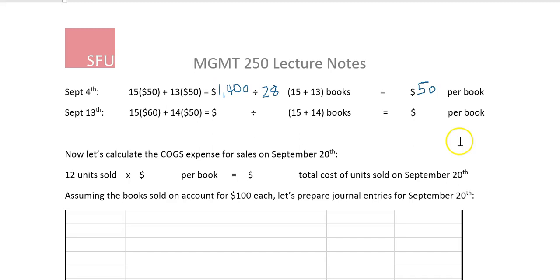And then September 13th, again, a little more interesting. We buy 15 books for $60, and then we have 14 on hand at $50 each. At that point in time, the total cost adds up to $1,600. And this time we're dividing by 29. 15 plus 14 gives us the same number we have in our table, $55.17 after rounding to the nearest cent.